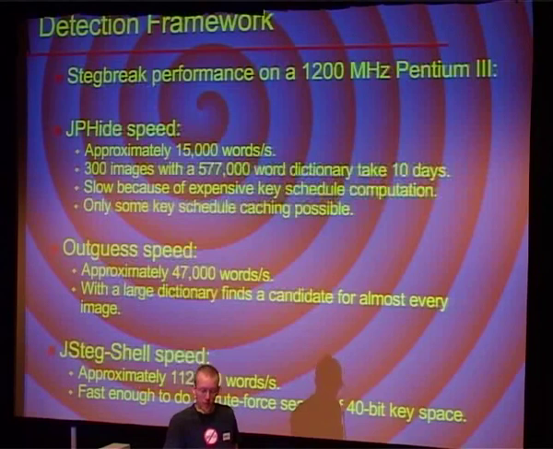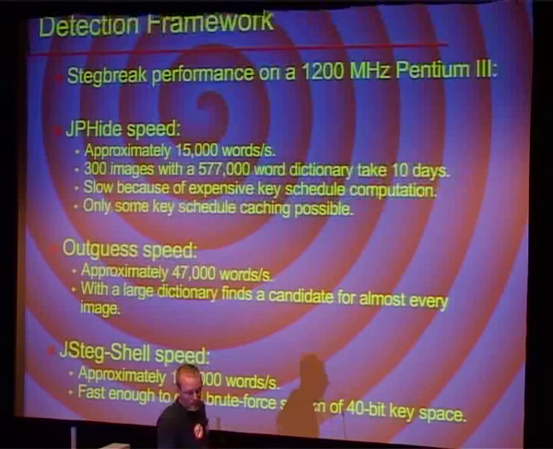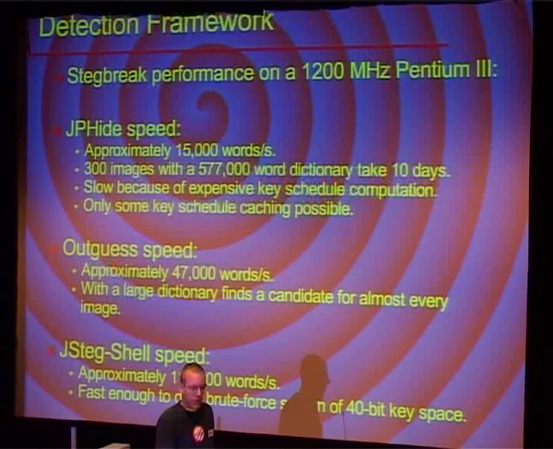For Outguess, it's a bit faster. I get 47,000 words per second. But with a large dictionary, I find a hit for every word that I try. And for JSteg Shell, I get about 100,000 words per second. And since the key space is only 40 bits, the brute force search is entirely feasible.